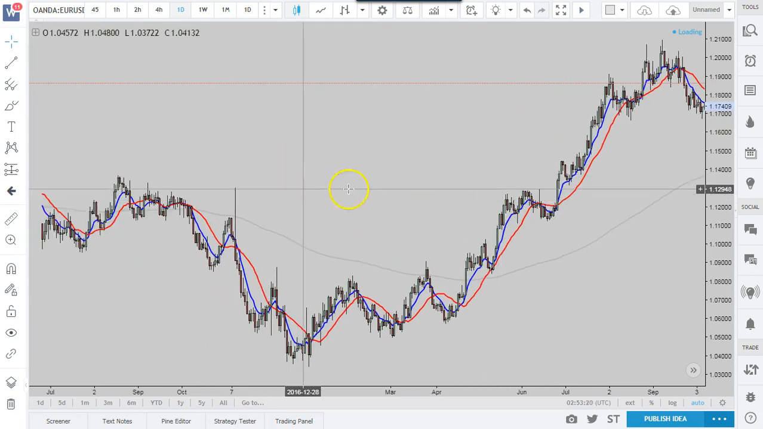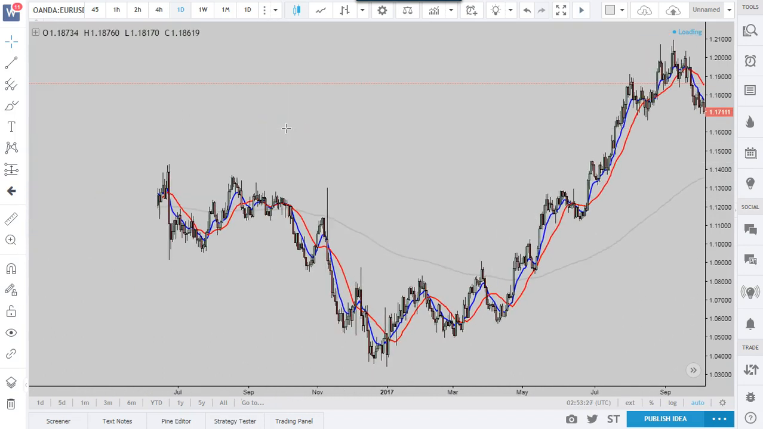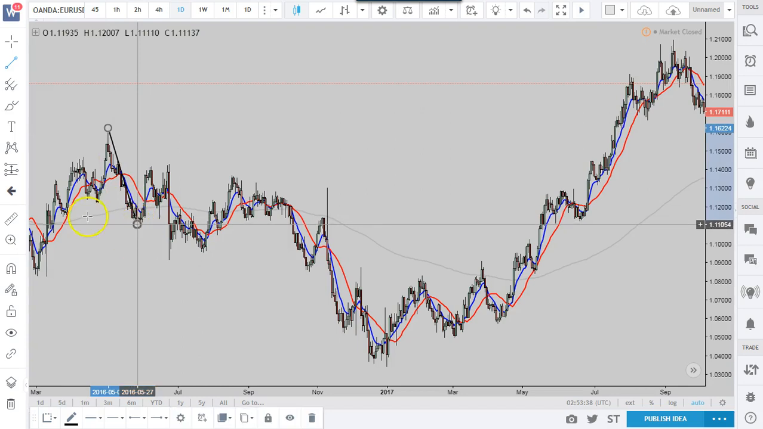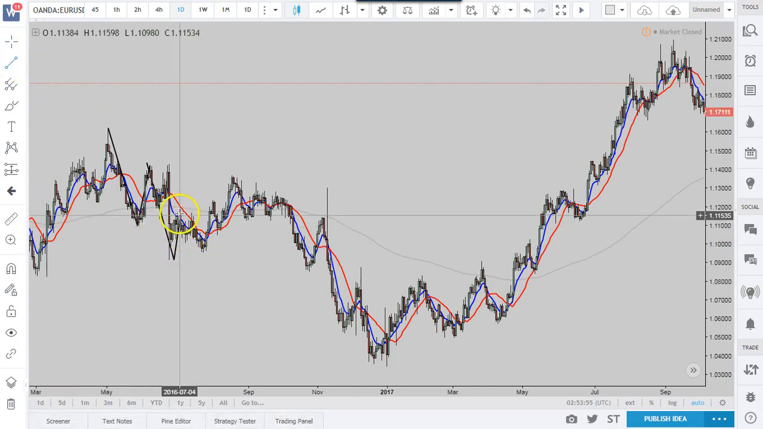So this is the Euro USD daily chart. We can see the market was on a downtrend. Let me use this. The market was on a downtrend, gave us a low, and the market pulled back, gave us a high. The market gave us another low, pulled back, gave us a high. Another low.